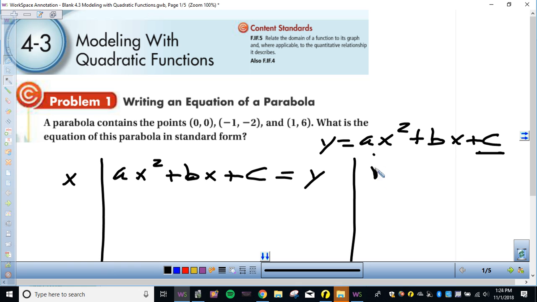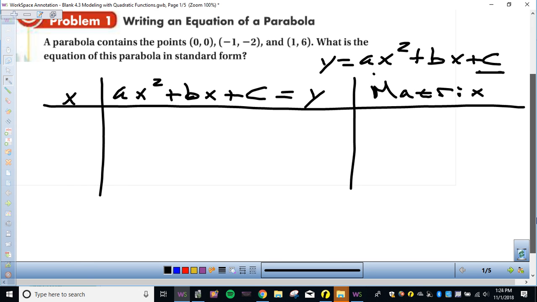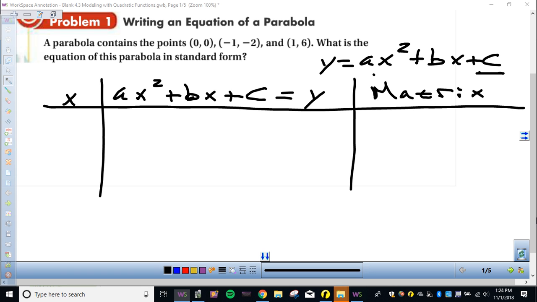And then we're going to make a matrix on the end here. So it's like a combination of doing it by hand and in your calculator. So the first x value we have is 0. So we're going to plug 0 in for both of these x's here and here.